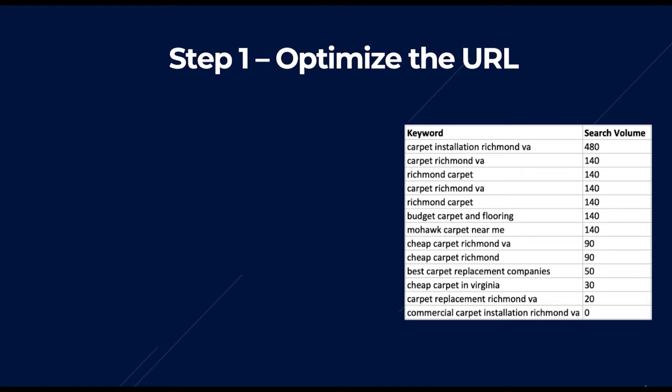We want to start off with our keyword research template for one of our services and then take a look at our biggest keywords. So in this example, I've decided to go with our carpet installation page. And as you can see from the screenshot on the right, our biggest keyword for the carpet related service is carpet installation in Richmond, Virginia, which is the top keyword with 480 searches.